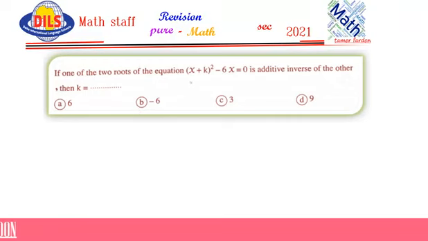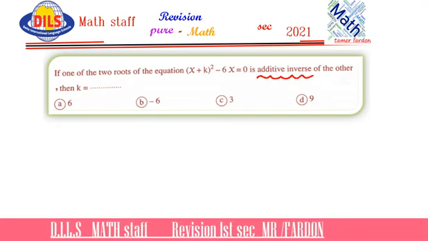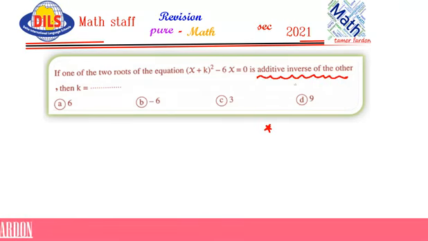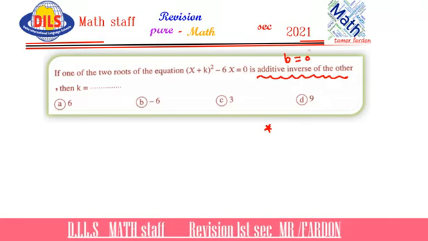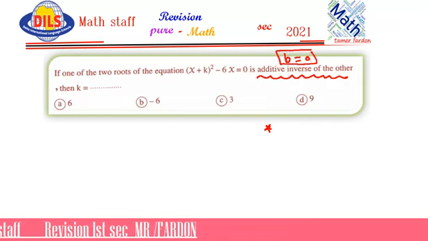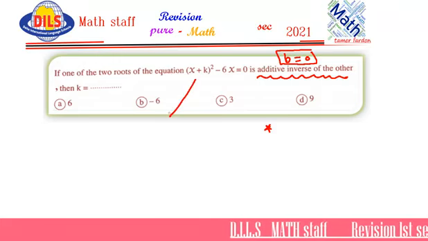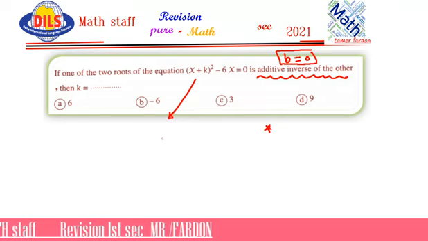If one of the two roots of the equation (x plus k) power 2 minus 6x equals 0 is the additive inverse of the other. We know that one of the two roots being the additive inverse of the other means b equals 0, where b is the coefficient of x. But our equation is not in its general form, so we have to put it in its general form.